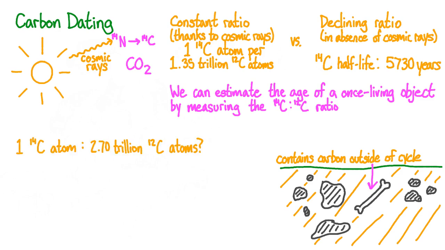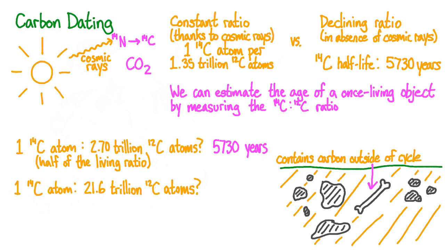For example, what if we found a fossilized piece of plant matter with a ratio of 1 carbon-14 atom for every 2.70 trillion carbon-12 atoms? This ratio is half of the living ratio. In order for the ratio to be cut in half, one half-life must have elapsed. So the age of this object is 5,730 years.